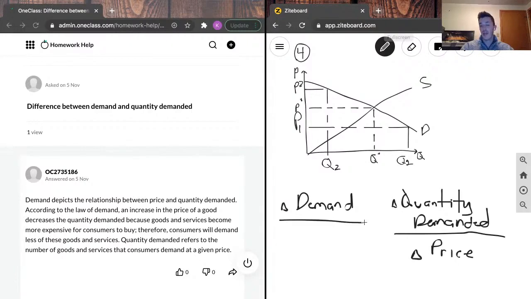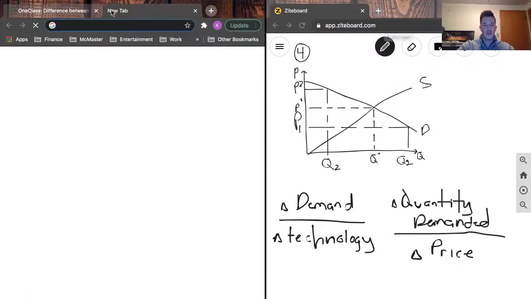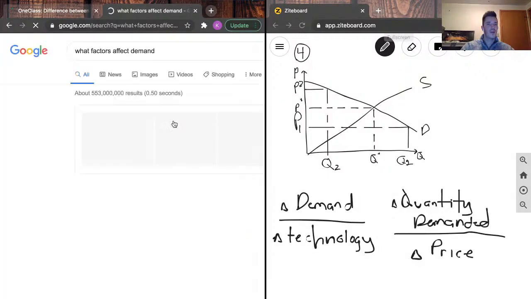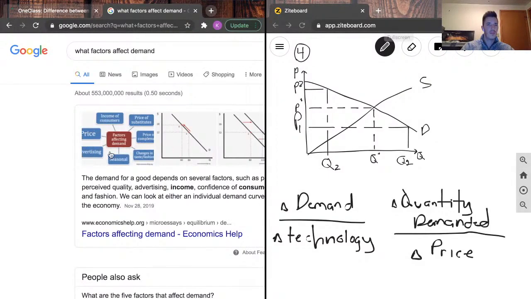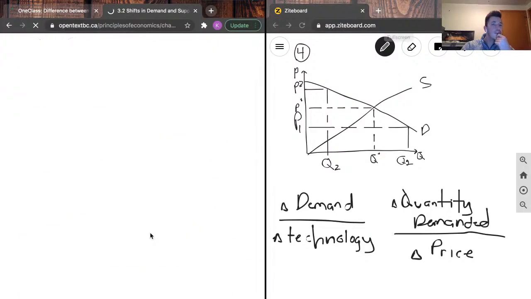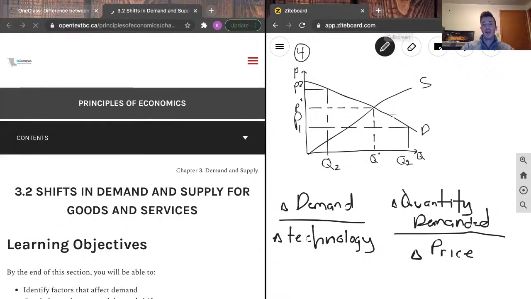When there's a change in demand, there are a number of factors that can cause this. A change in technology can cause the quantity demanded to increase. Instead of trying to remember them all off the top of my head, I'm just going to Google them. And when we're talking about a change in demand, we're talking about a shift of the demand curve. When we're talking about a change in quantity demanded, we're talking about a movement along the demand curve.